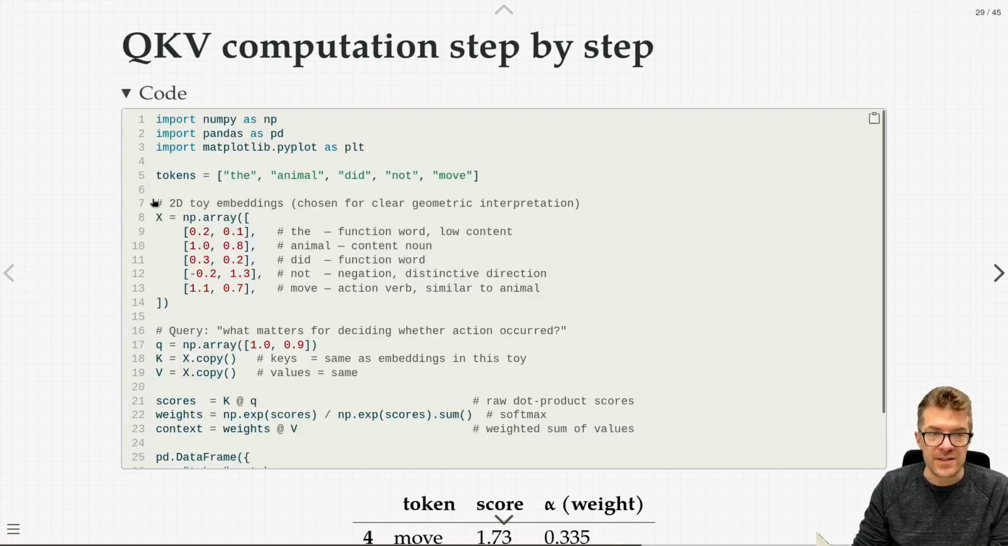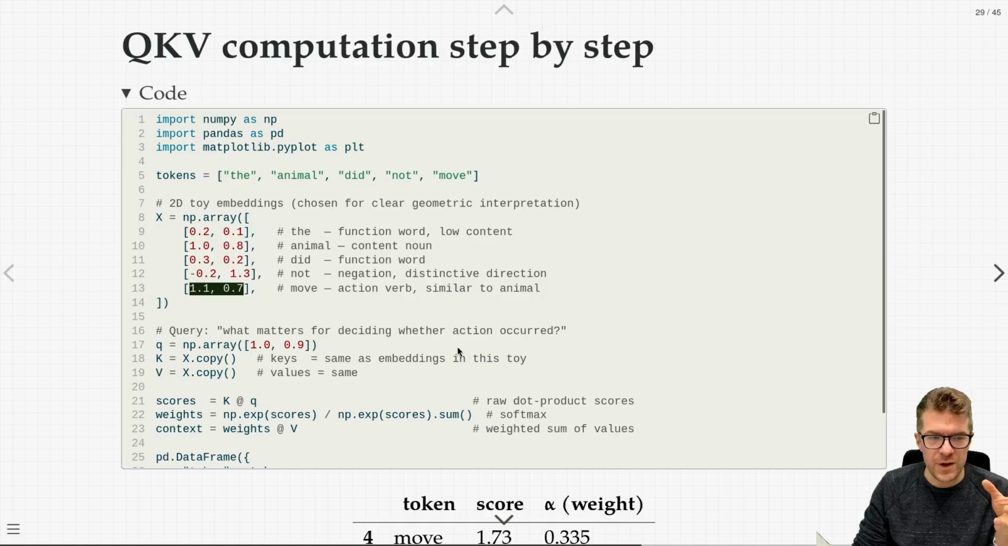In this example, everything's hard-coded. We have the tokens: the animal did not move. A bit of natural language for you again. The is what we call a function word. There's not no content, but there's low content. Animal is a content noun, and so on. In this cartoon example, these embeddings are represented by just two-dimensional vectors, and we've just arbitrarily written them out this way, just for simplicity.